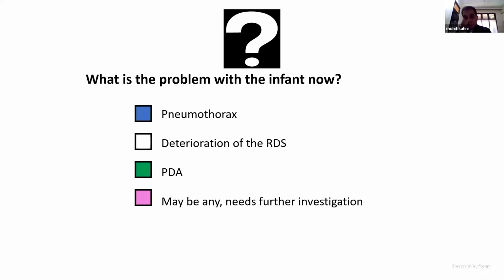So what is the problem with the infant now? Pneumothorax, deterioration of the RDS, PDA, or anything? You can even type the color: green, blue, white, or pink. I will give you a few seconds, 10 seconds, to register your response, and then we will see that response.